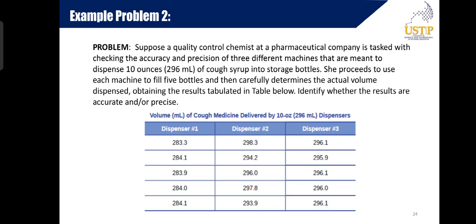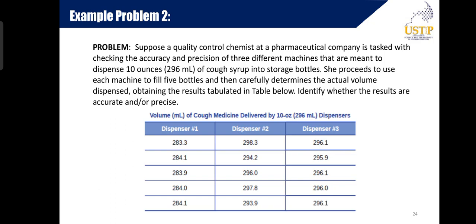As we can see, the values are so far from each other. What do you think is the description of dispenser 2? For this dispenser 3, the first bottle, 296.1 ml. Second bottle, 295.9 ml. Third bottle, 296.1 ml. For the fourth bottle, 296 ml. For the fifth bottle, 296.1 ml.